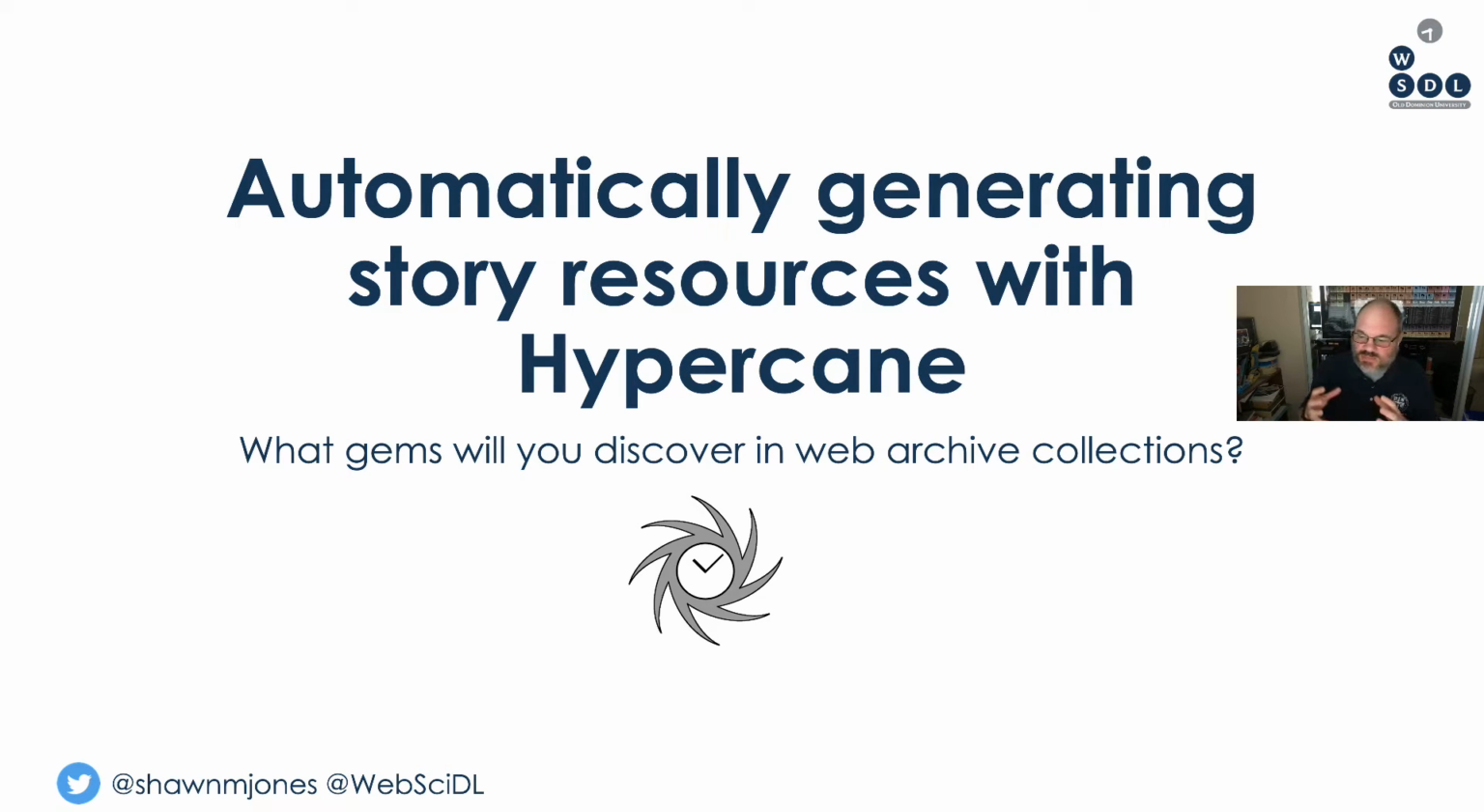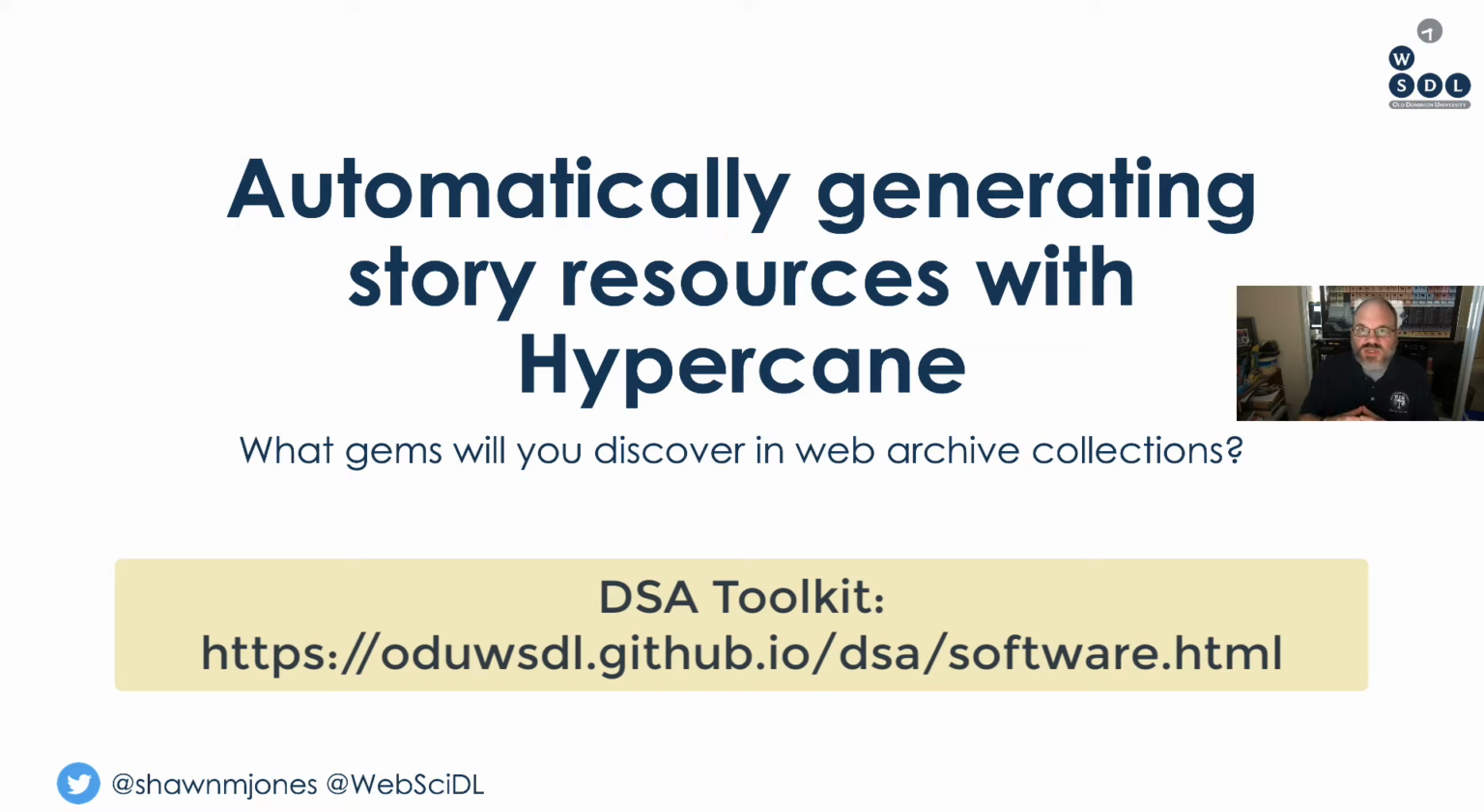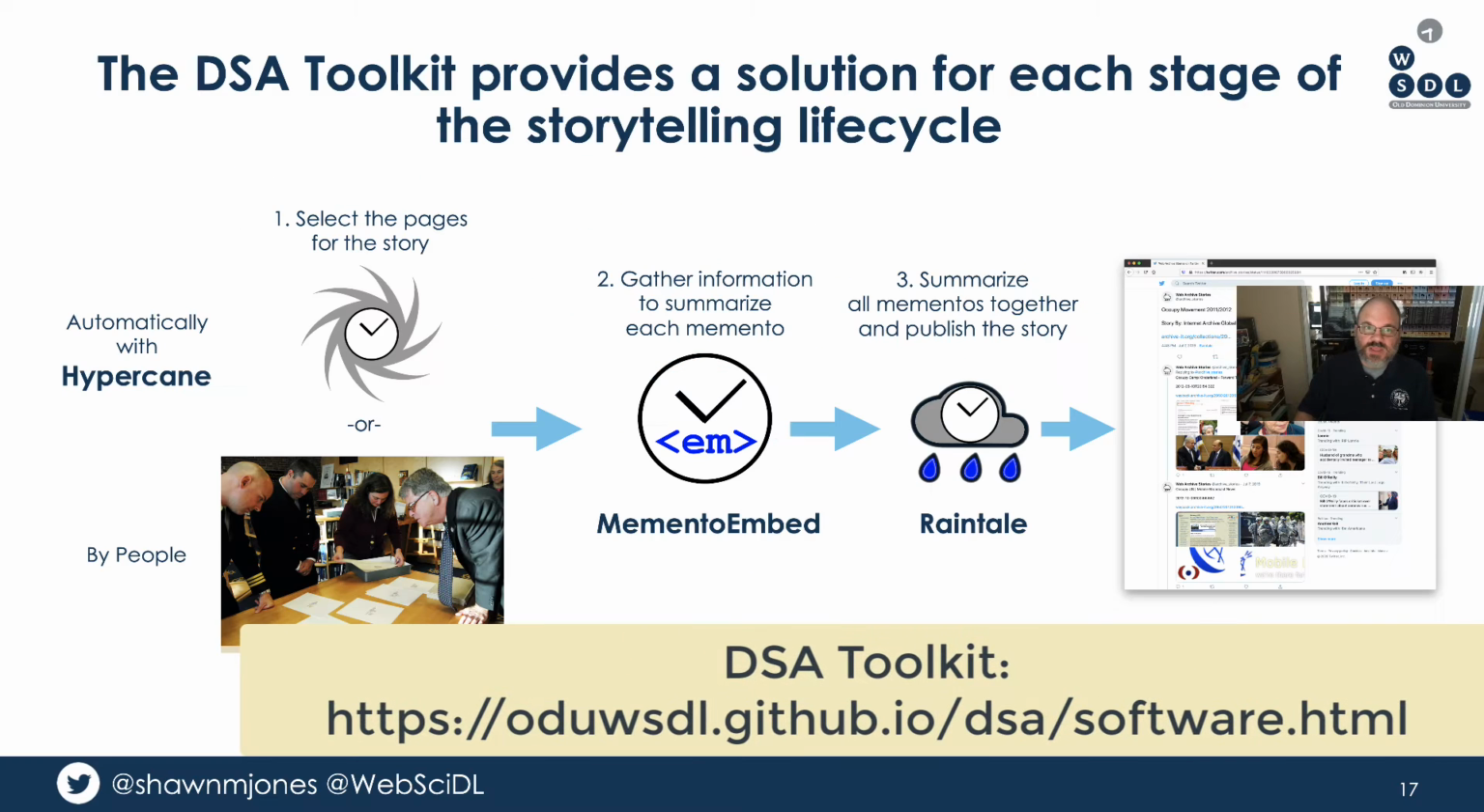Hypercane is part of the DSA toolkit, which provides a series of tools for doing summarization and storytelling with web archives. The DSA toolkit provides a solution for each stage of the storytelling lifecycle. With step one, we can select the pages for the story. You can do it automatically with Hypercane, or people can do that. And step two, we can gather information to summarize each memento, each archived web page. And then in step three, we summarize all mementos together and publish the story.